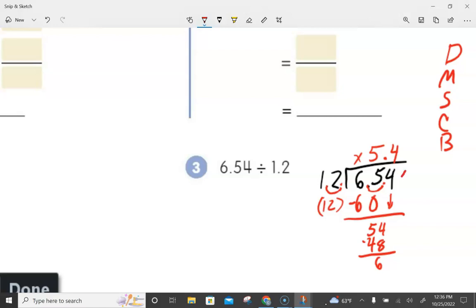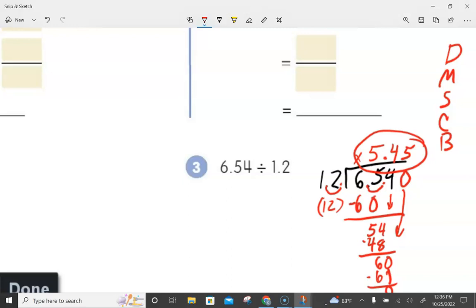So what I'm going to do is I'm going to add a 0 to the end of my division problem, to my dividend. Remember, that does not add any value at all to your decimal. I'm going to bring that 0 down to a 60. 12 into 60 is 5 times. 5 times 12 is 60. Now we don't have a remainder anymore, so that means this is our answer. So 6 and 54 hundredths divided by 1 and 2/10 gives us 5 and 45 hundredths.